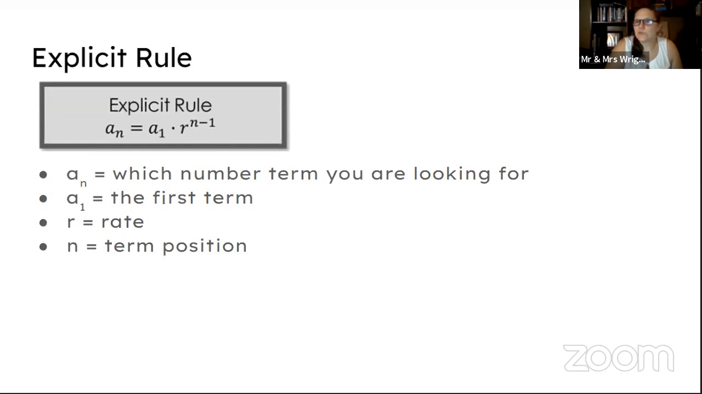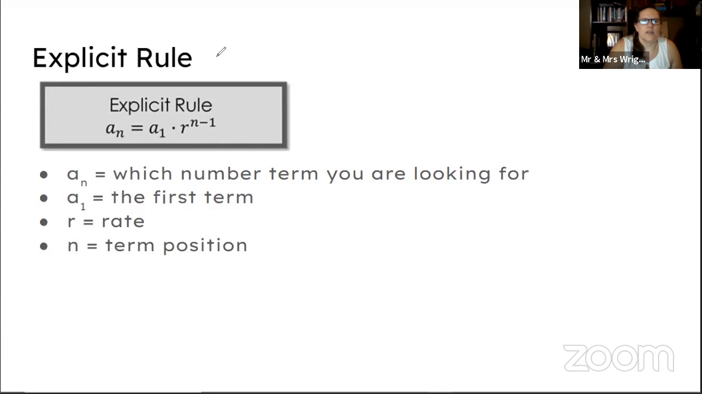Remember, an explicit rule tells us what a particular term's value is, if we want to know a particular term based on its position. So if I say, what's the 9th term or the 110th term or the millionth term, I can plug that in and find that out. And so you need to pause the video and write this down.